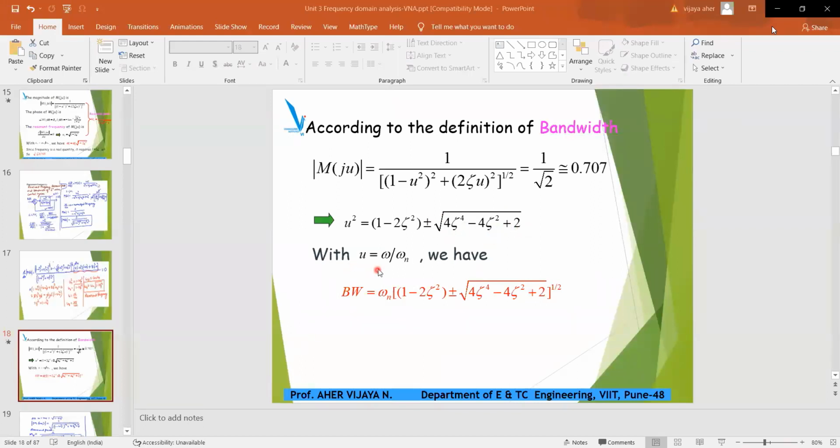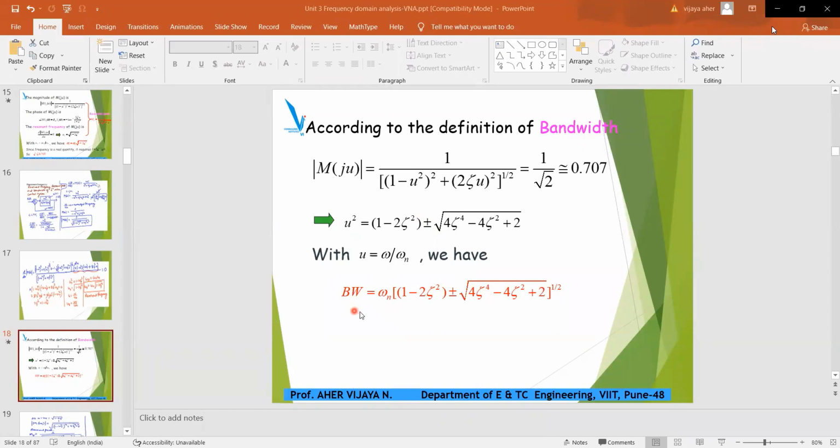With this equation, you know u is equal to omega divided by omega n. You will get the equation for bandwidth, BW, in terms of omega n and zeta. We are going to take only positive roots, because frequency is a real quantity. There is no imaginary part in frequency, right? So we are going to take only the positive value and neglect the negative value. Bandwidth is nothing but the difference between higher frequency and lower frequency.